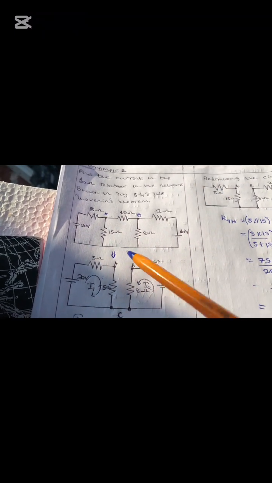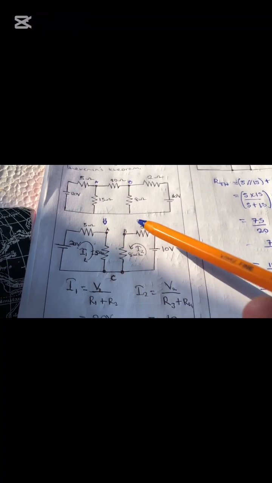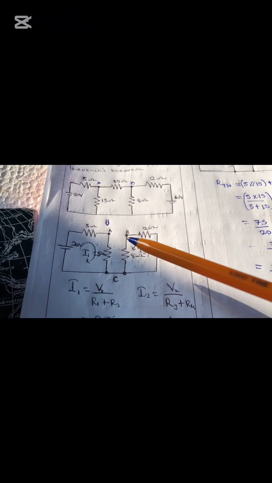So just a recap, for us to find our current passing through the 10 ohm resistor, the first step that we're going to do, we have to redraw the circuit by removing the 10 ohm resistor in between node A and node B. And then what we have to do first, for us to find the Thevenin's voltage, we have to find the currents passing through loop 1 and loop 2. So we labeled this as I1 and this other side as I2.